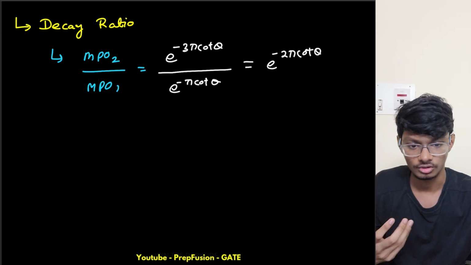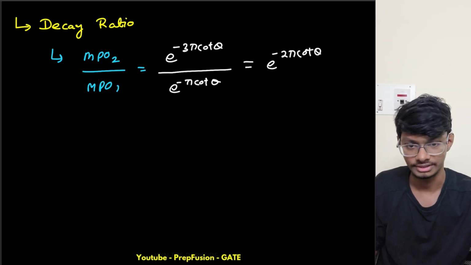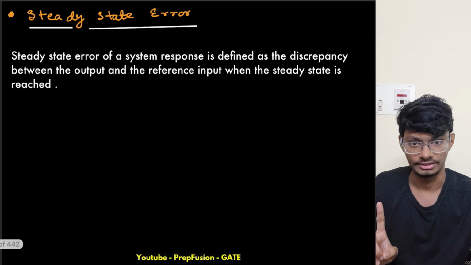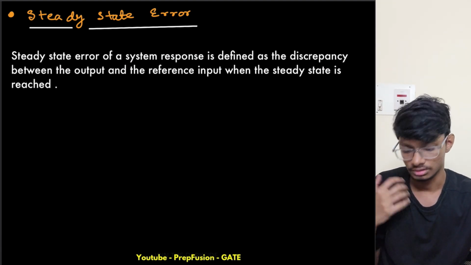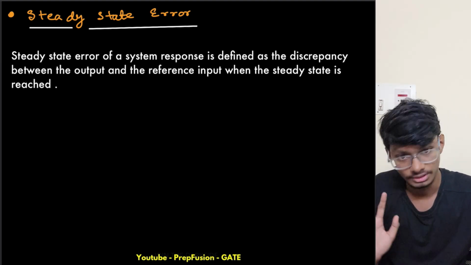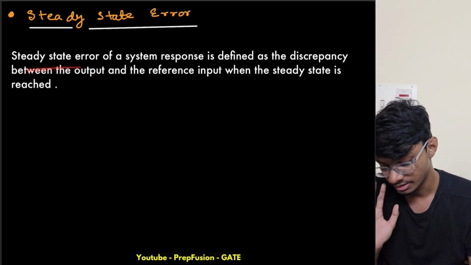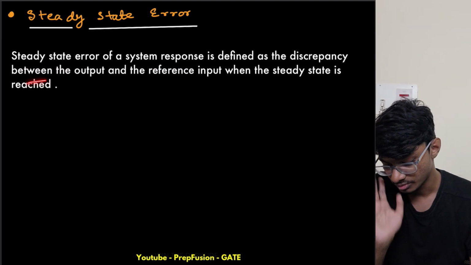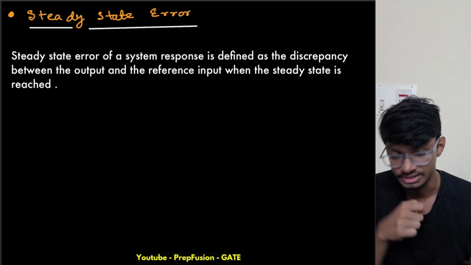So next, what I was talking about was the most important topic, that is the steady state error, right? So for steady state error, what is the meaning of steady state error? The definition is, the steady state error of a system is defined as the discrepancy between output and the reference input when the steady state is reached.